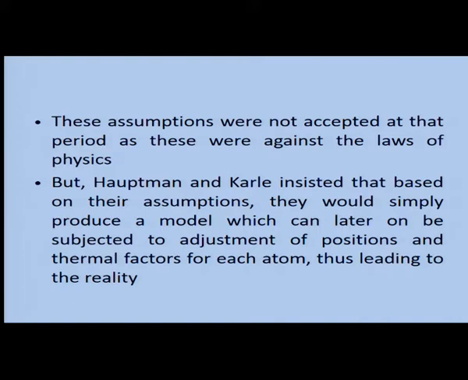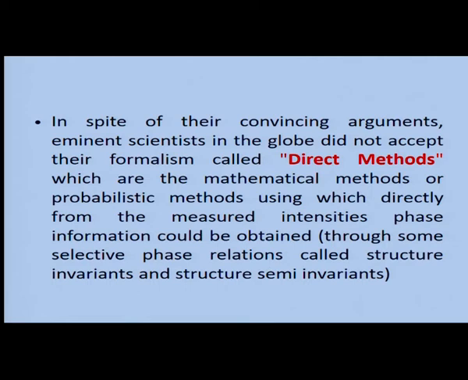But Hauptman and Karle insisted that, based on their assumptions, which are again approximate, they would simply produce a model with tentative coordinates, three coordinates of each atom, which can later be subjected to adjustment of positions and thermal factors, technically called refinement procedures, then leading to reality. Even though the arguments were convincing, people were against this, and the entire global community did not accept this formalism called direct methods, which means directly from measured intensities we can get the molecular structure.